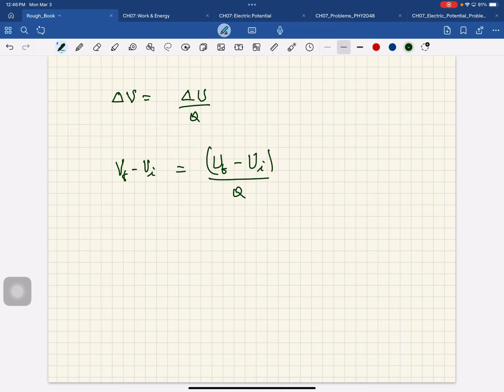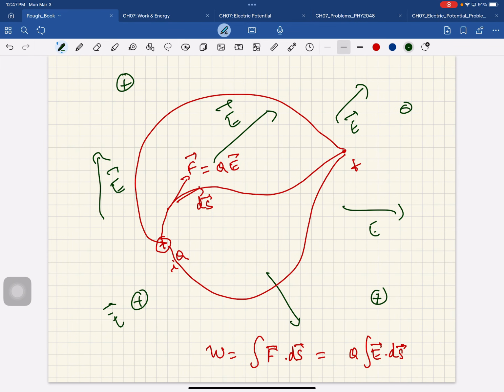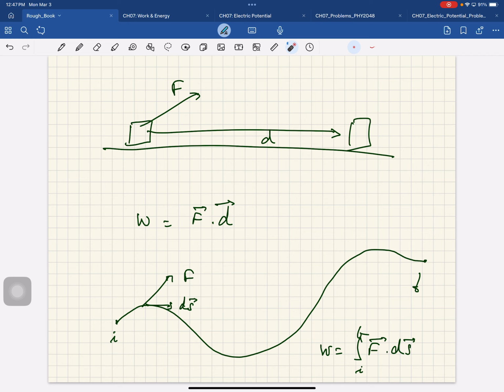All right, let me summarize this again. When a force acts on a particle, and if the particle travels along a general trajectory like this, the work done by this force on that particle is given by this line integral. Now, in general, this line integral is hard to calculate. If this was you pushing a cart in a supermarket, that line integral would be hard to do. In practice, you couldn't do it.